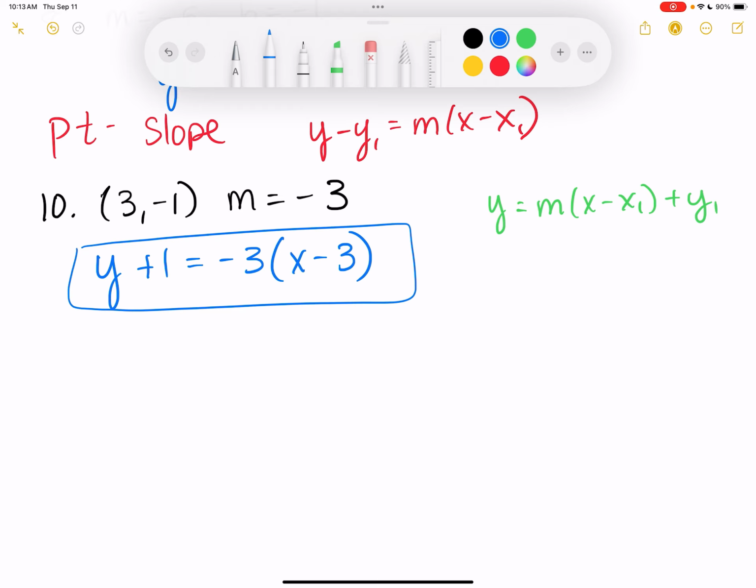No, don't solve it. Just wait. Hold on. Yeah, this just wants it in point slope form. So just leave it. Oops. I accidentally changed it to slope intercept.